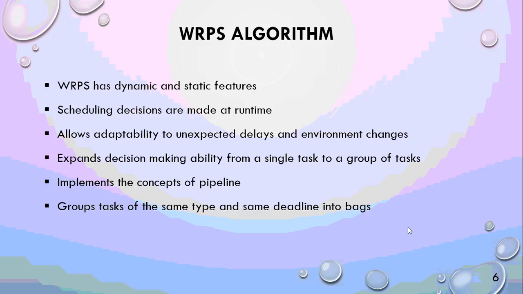So suppose it assumes that each task will take a certain amount of time and it schedules it accordingly, but during runtime, due to some reason, there is a delay in one of the tasks completion. Then this algorithm is able to change the schedule of the other task in a way to meet the deadline. It expands decision making ability from a single task to a group of tasks, and it implements the concept of pipeline. This is where the static feature comes into the picture. The group tasks of the same type and same deadlines are put into a bag.